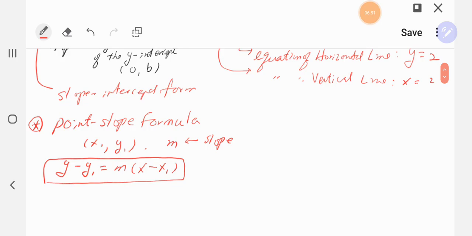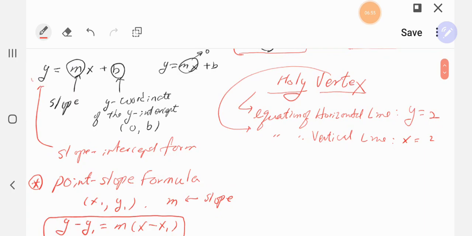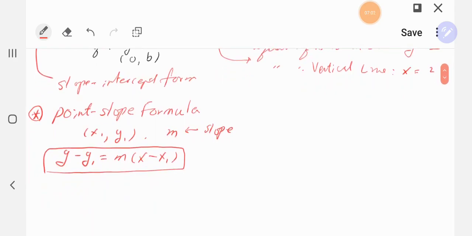The slope-intercept formula is y equals mx plus b. And the point-slope formula is y minus y1 equals m times x minus x1. In this case, x1 and y1 is a given point on the given straight line.